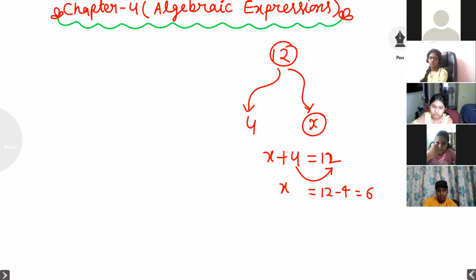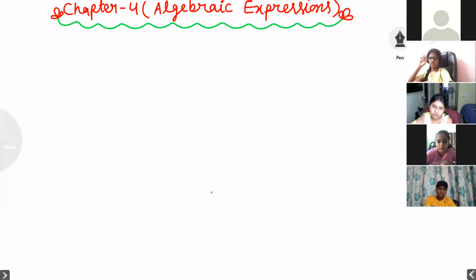Understood? In algebra, we always use alphabets, but the alphabets are written in small letters. Suppose I have written here x plus 2.